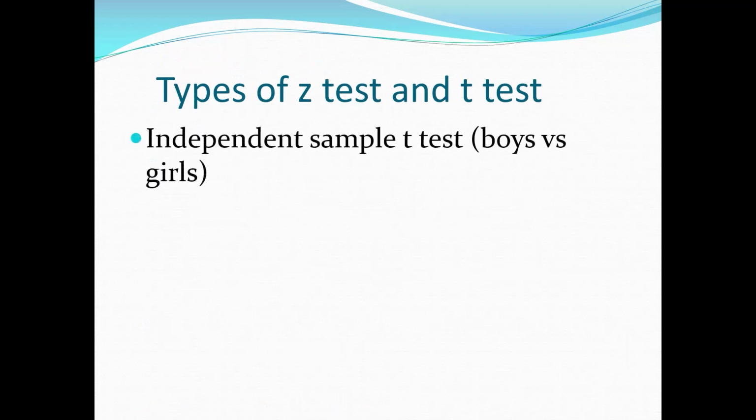Independent samples t-test. The first type is the independent samples t-test. For example, suppose in a class there are boys and girls, and you are finding the difference between the mean marks of boys and the mean marks of girls. The boys group is different from the girls group, and they are independent. So we say independent sample t-test.